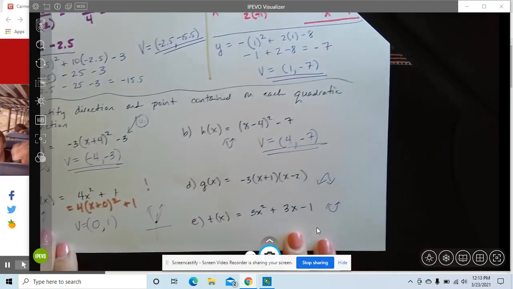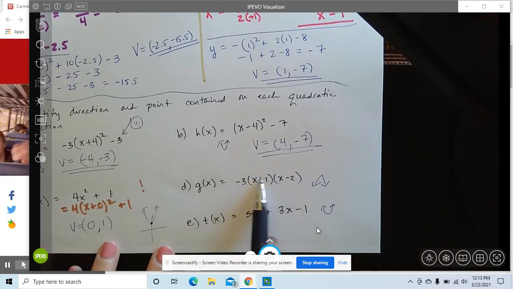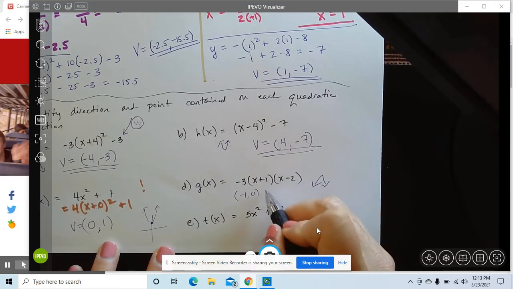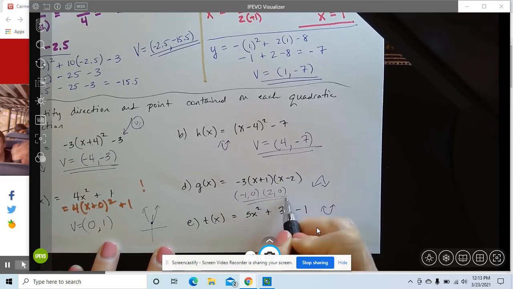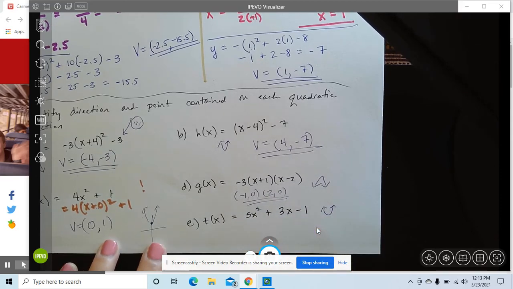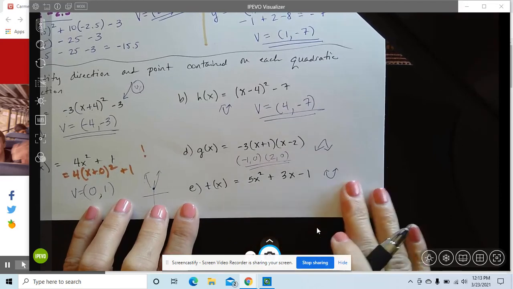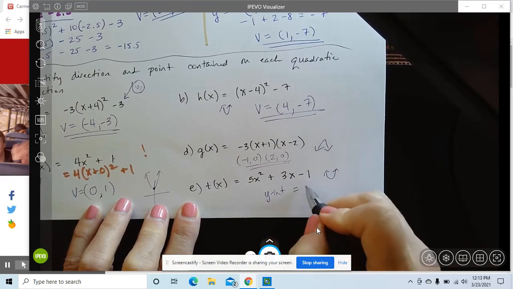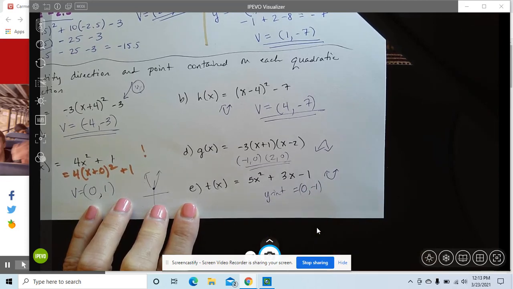And then 2 quick review problems. This is factored form. So we know that 2 points on this graph, one of them is at negative 1, 0, and the other one is at 2, 0. Those are the zeros. And problem E is in standard form. So I know that the y-intercept is at 0, negative 1. And there you have it.